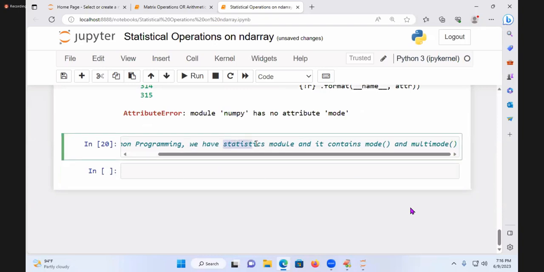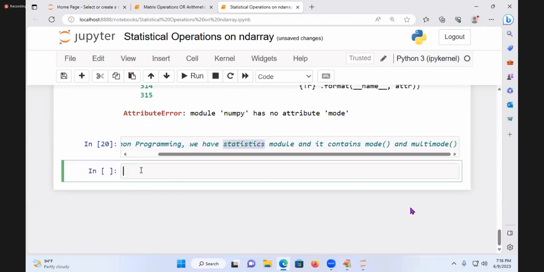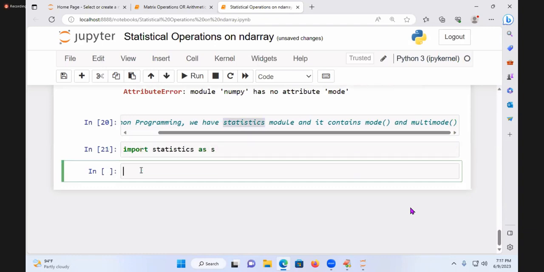Let us import that module here. Import statistics as yes. Statistics is not a third-party module. It is contained by default in Python. Now apply. What will the mode give you? The most frequently repeated element is called mode.